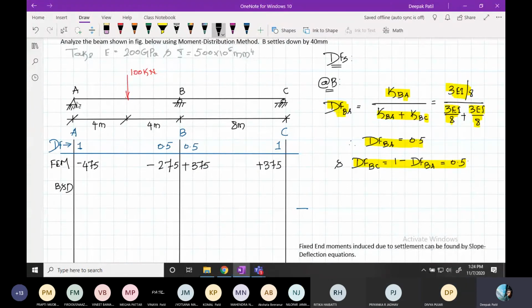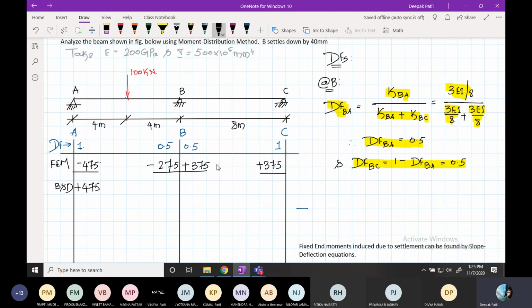Why? If you see the original support A, it is actually pinned, but we assumed it as fixed and wrote this minus 475. So obviously you should balance this. I will underline this. Will you balance this one? Yes, of course. And will you balance this? Yes, you have to balance all these moments. Now the net moment at A is minus 475. To balance that, how much moment will you apply? Plus 475. Plus 475 into 1 is plus 475.